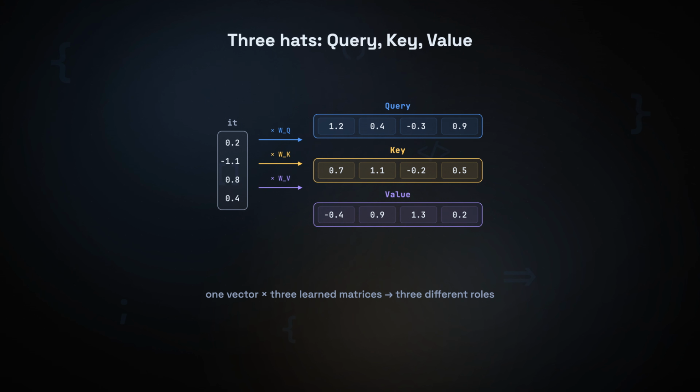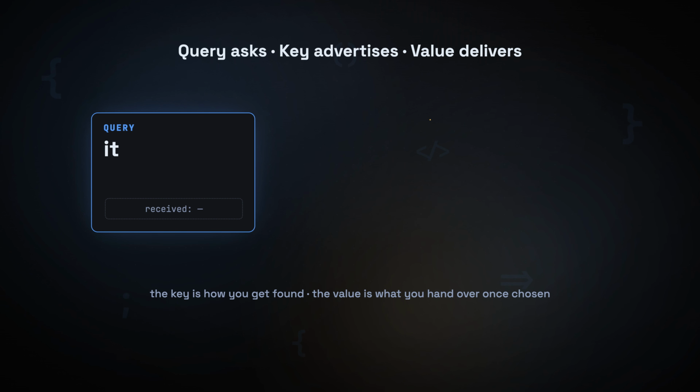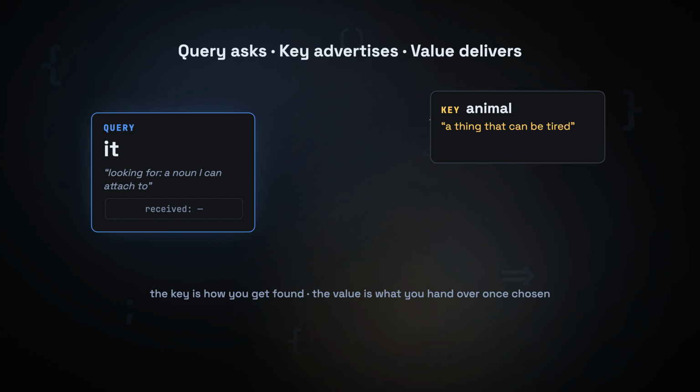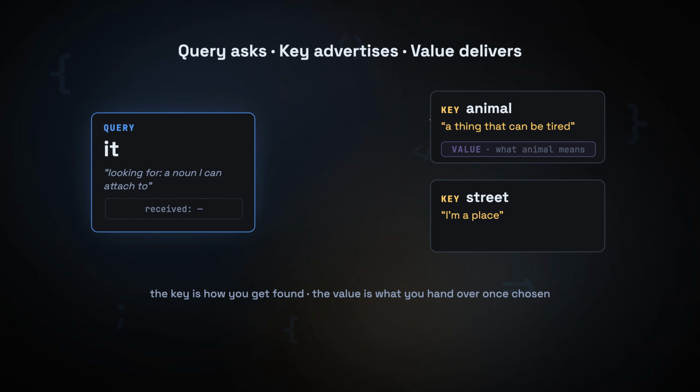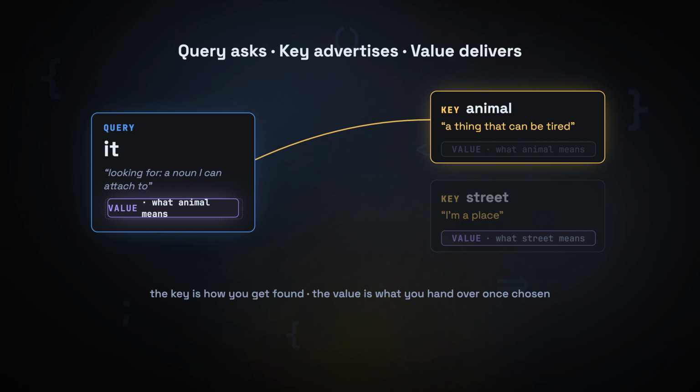Let me give you the cleanest way to think about them. Picture a dating app. Your query is your search, what you're looking for. The word it is a pronoun, so its query basically says, I'm looking for a noun I can attach to. Every other word also carries a key, like a profile headline advertising what it is. Animal's key says, I'm a thing that can be tired. Street's key says, I'm a place. And finally, every word has a value, the real content it hands over once it's chosen. The key is how you get found. The value is what you actually give. Keep that split in your head, advertise, then deliver.